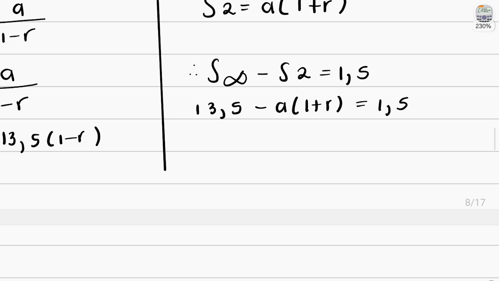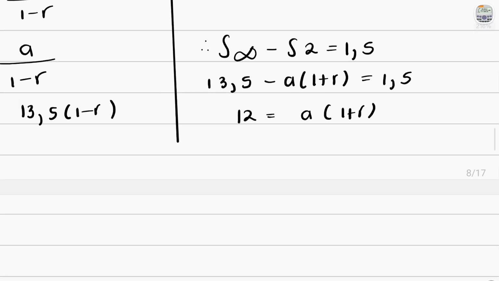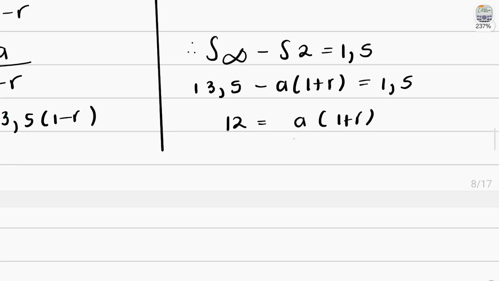Okay, so now we can transpose this to keep it on one side and bring the number over. So that's 13.5 minus 1.5, which is 12. So 12 is equal to positive a times 1 plus r. And then we can make a the subject. So divide both sides by 1 plus r. So that is a equals 12 over 1 plus r.